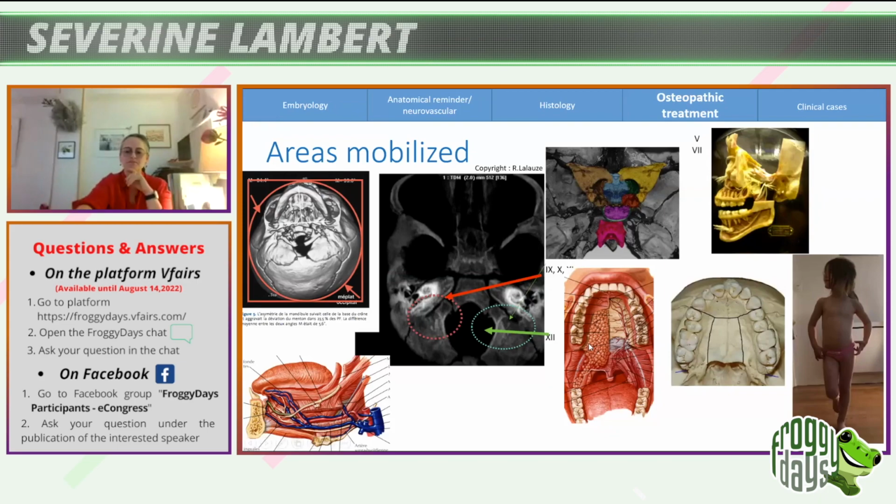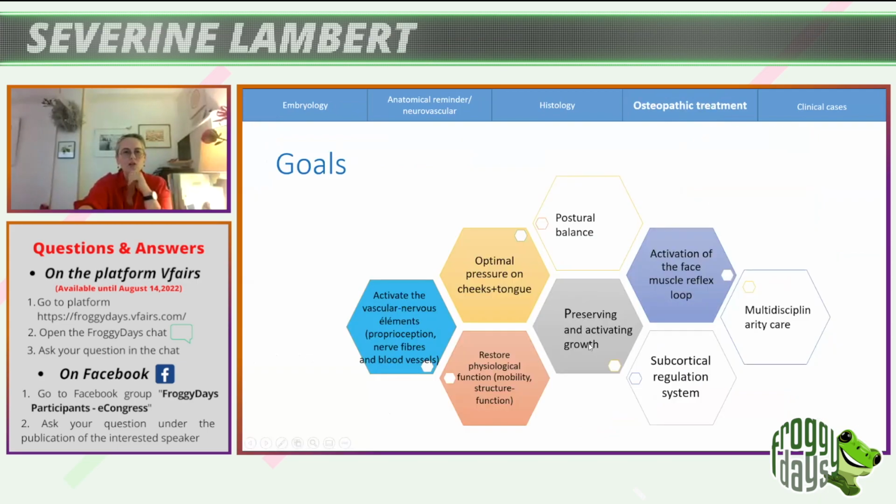The goals are really important: to activate the fascicular nervous elements, have also an optimal pressure on cheek and tongue, and this is important to stimulate and restore the physiological function, mobility, structure function, preserving and activating growth, the postural balance, of course. So this is really important for the Froggymouth.